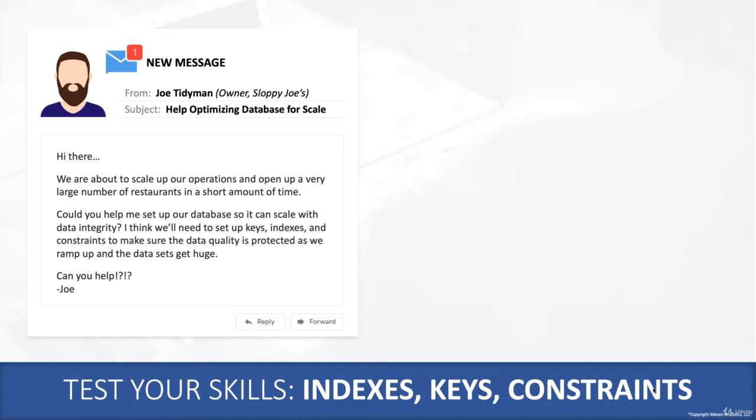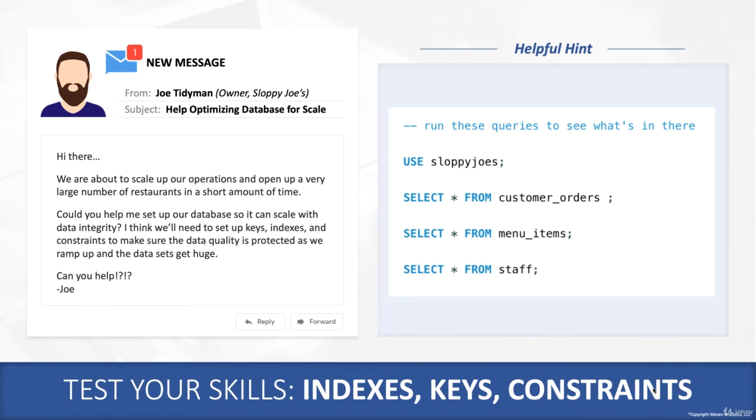He already has the database set up, but he'll need your help adding keys, indexes, and constraints to make sure his data quality is protected as he ramps up the business and adds a very large number of records. You can use these queries to see what's in the tables already, use schema Sloppy Joe's, and then look in the customer orders, menu items, and staff tables.